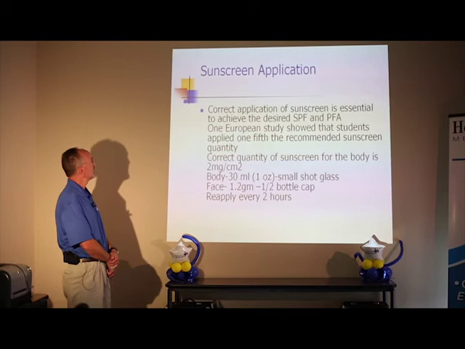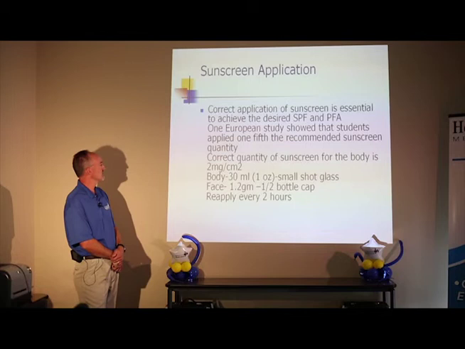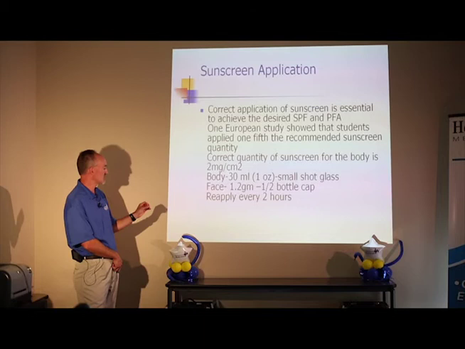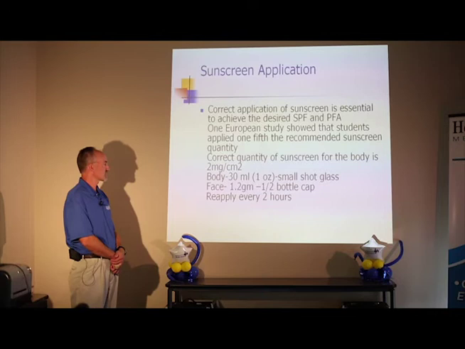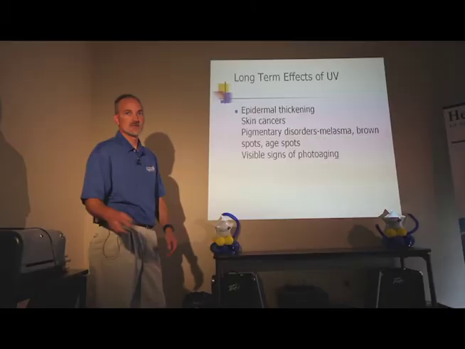All right, about done here. Just talks about correct quantities of sunscreen application. For the body, it's talking about approximately 30 milliliters, or about the size of 1 ounce, or what you would see in a shot glass. The face is about a half of a bottle cap, and reapplying every 2 hours is something that we don't do very, very well, but just reapplication is key every couple hours to really preventing sun damage.